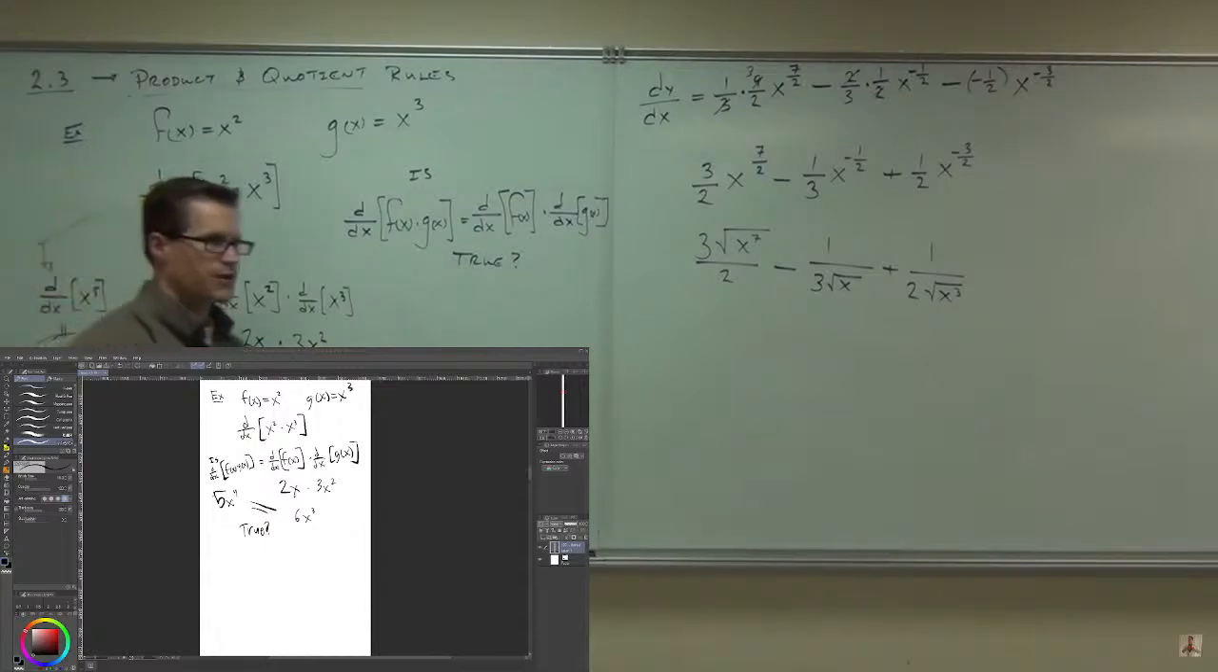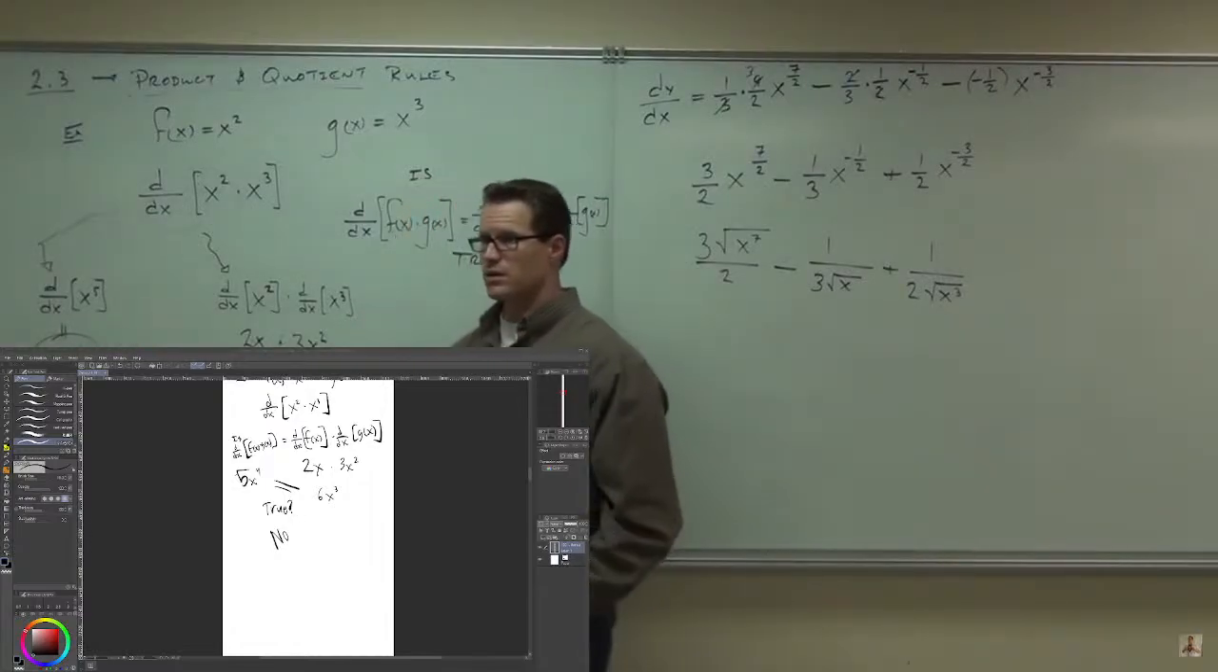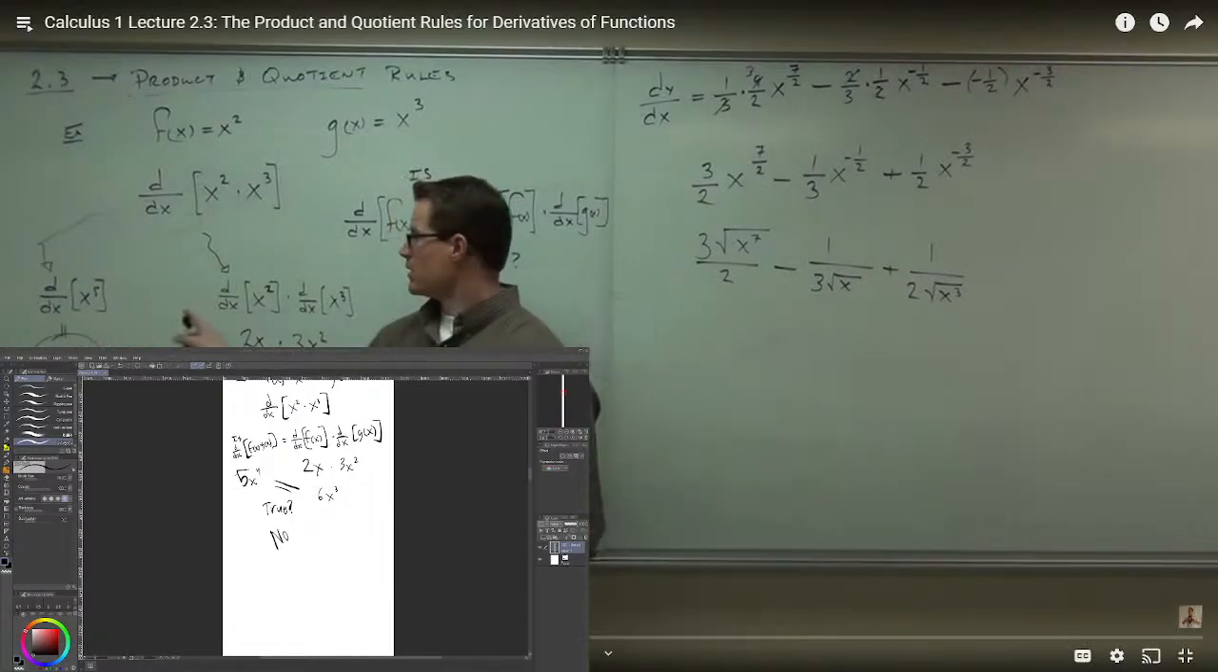Which one is right? Is it 5x to the 4th or 6x cubed? You should know right now which one is right. Which one is right? This one? No. This one. Which one's right?